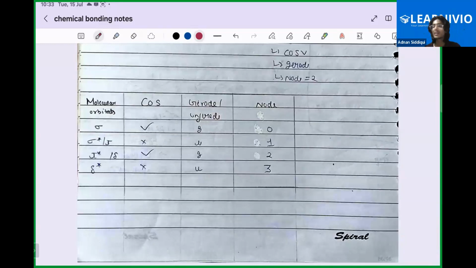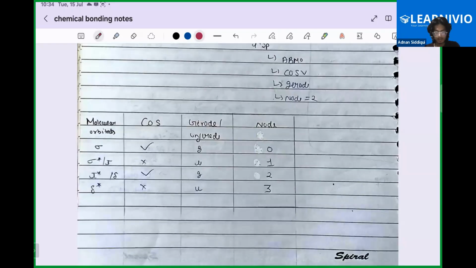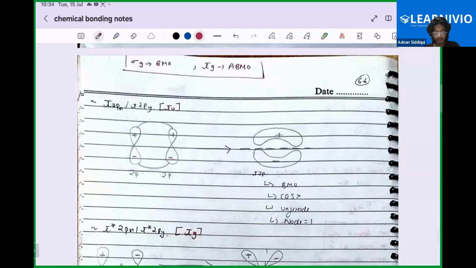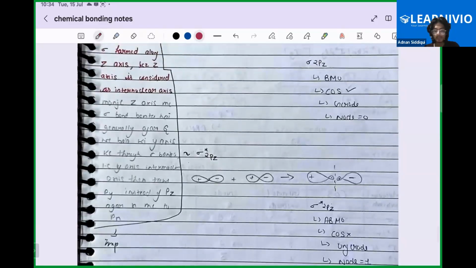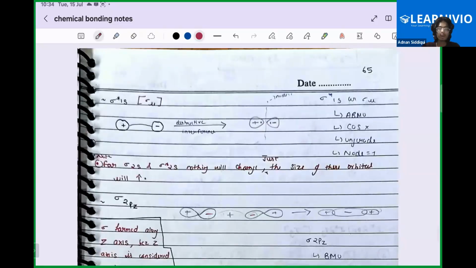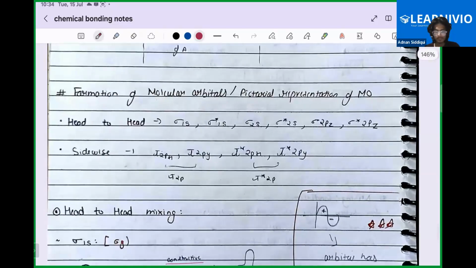The molecular orbitals are sigma 1s, sigma star 1s. So rather than using simple 1s2, those were for atoms. Now we are talking about molecules, so we have to use the molecular orbitals. What is the change now? It is the same. You just have to see how you are arranging them, and use sigma and pi.